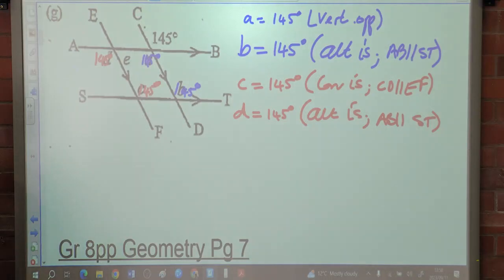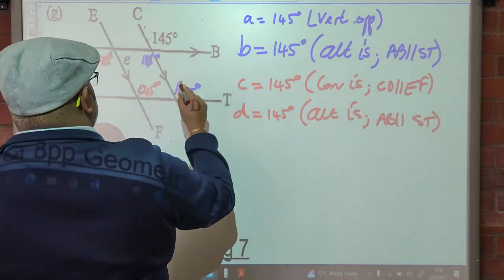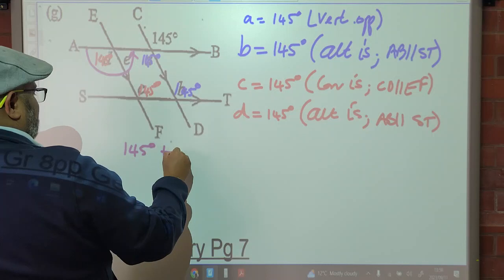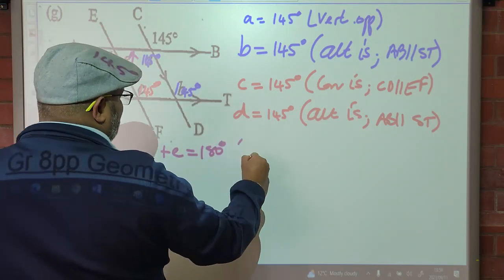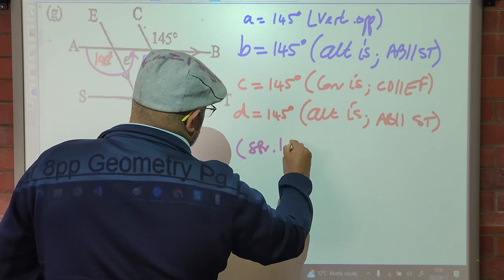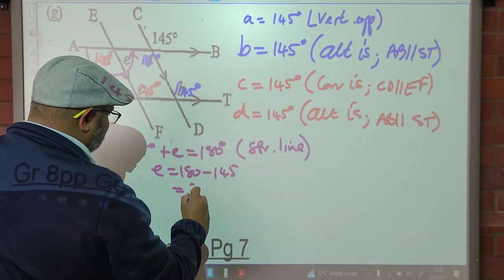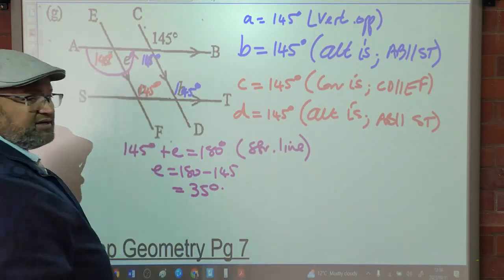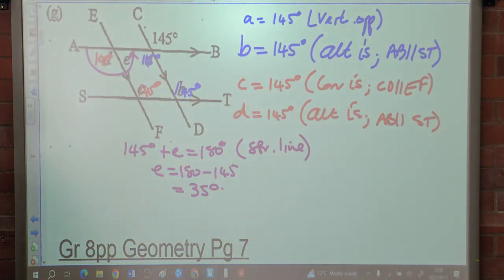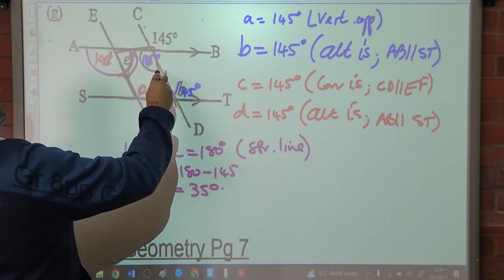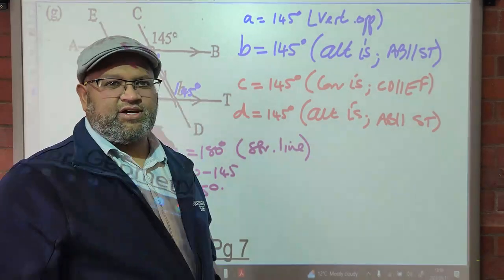Last one, E. 145 plus E is equal to 180. Why? Angles on a straight line. So E is 180 minus 145, which is 35. Okay, yes? Co-interior angles will also work, since that angle plus this angle will give you 180 degrees.